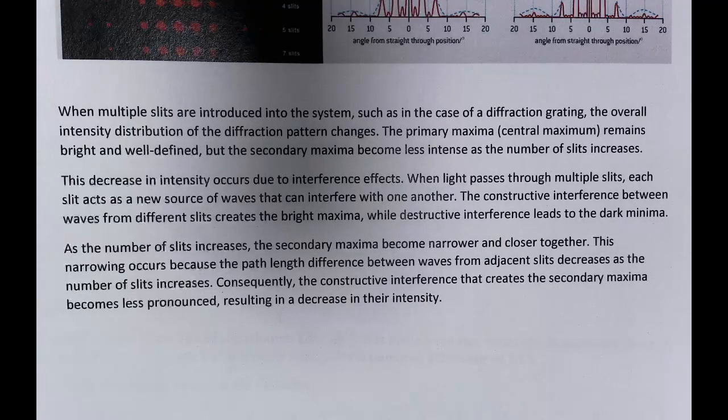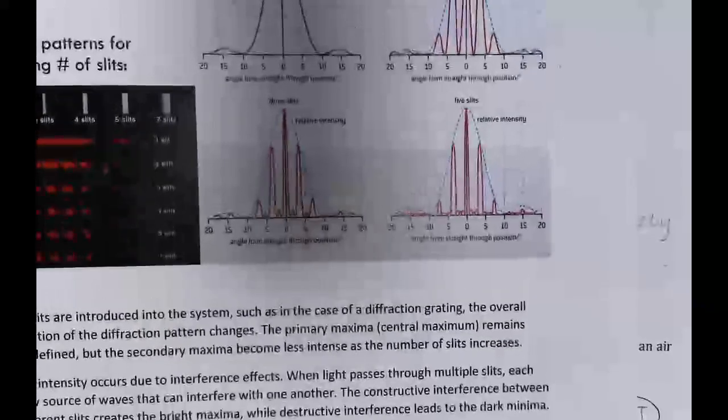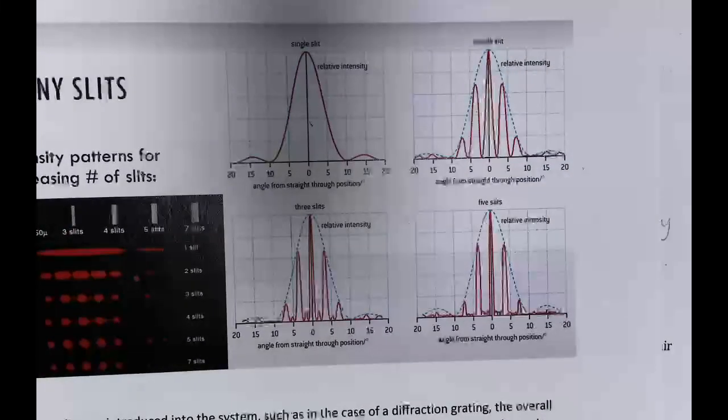This narrowing occurs because the path length difference between waves from adjacent slits decreases as the number of slits increases. Consequently, the constructive interference that creates the secondary maxima becomes less pronounced, resulting in a decrease in their intensity. So you can hopefully see how the interference pattern changes.